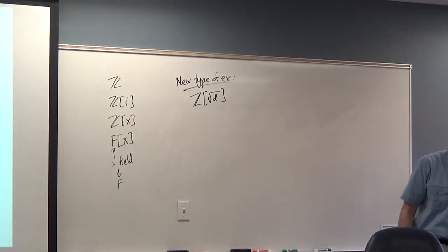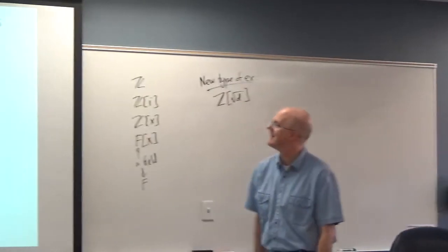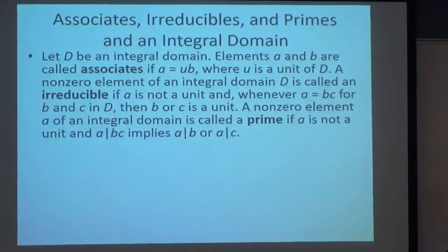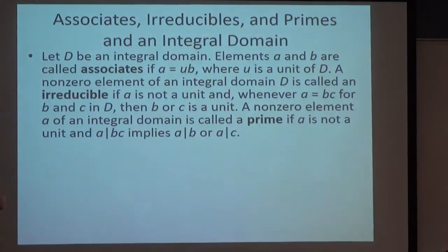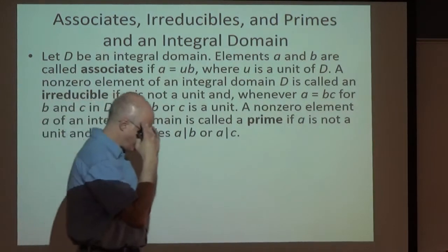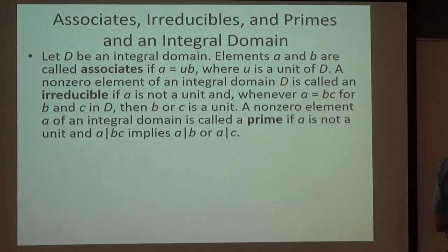All right, you ready? Take a deep breath. Here we go. Let D be an integral domain. Elements A and B are called associates if A equals U times B, where U is a unit of D. Stop there. Go ahead and write. Think, okay, what are the units in these different things?